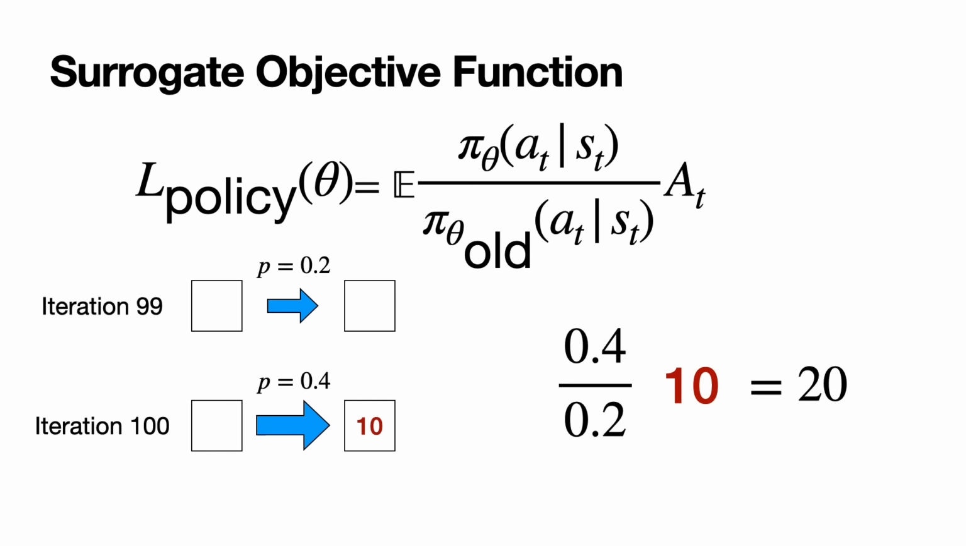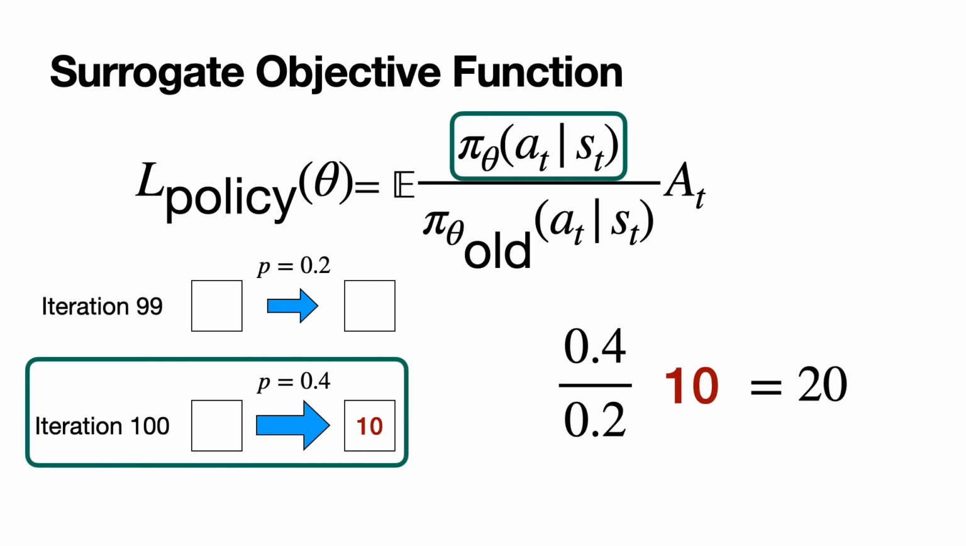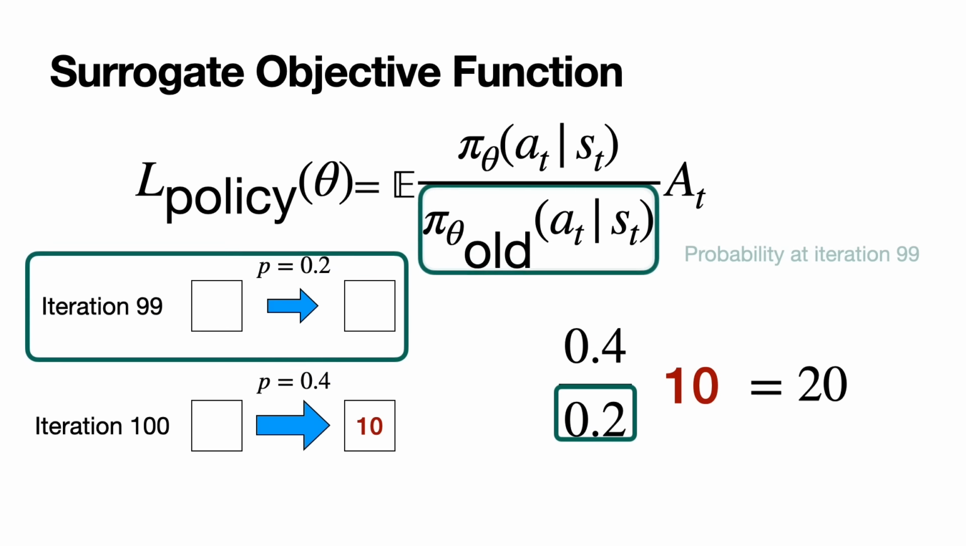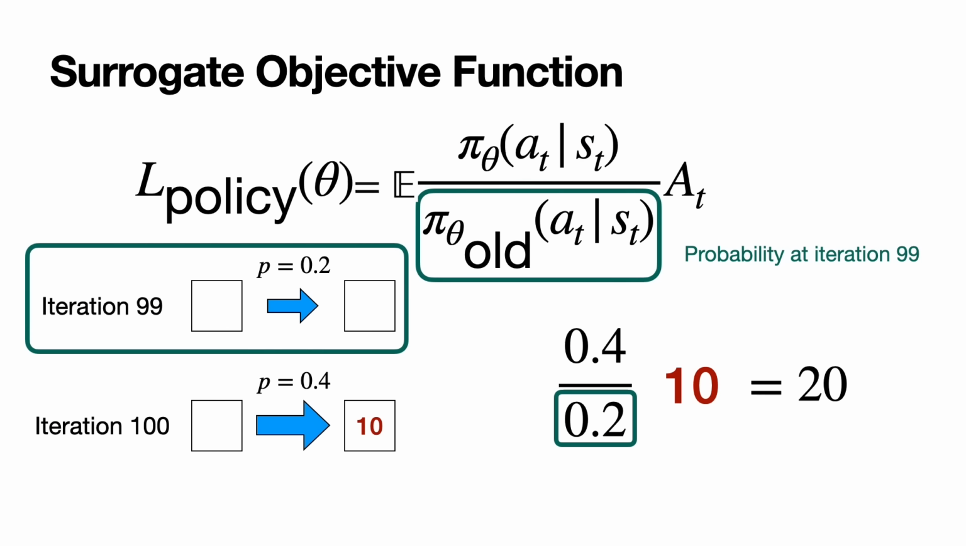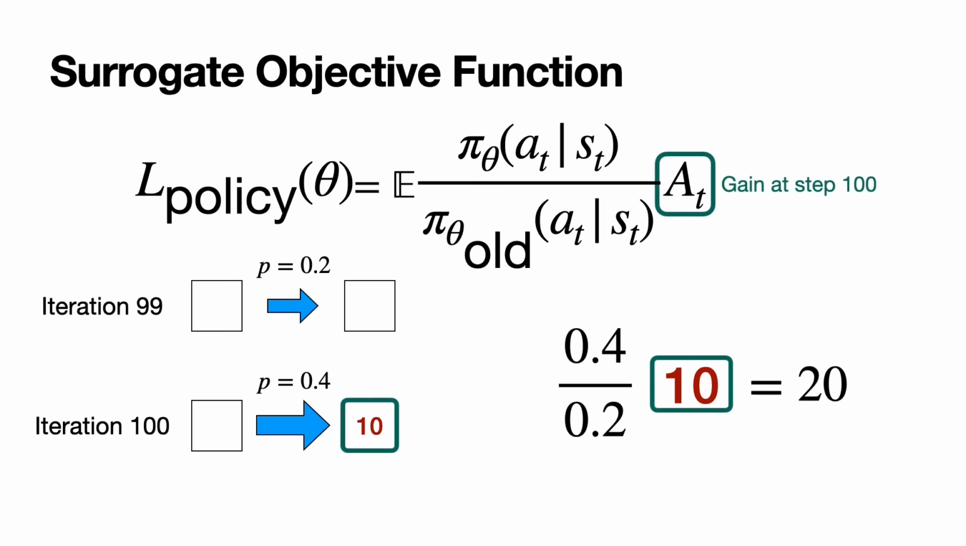Now, if you like formulas, here is the formula. It looks ugly, but it actually encodes exactly this quotient times the gain. The numerator is the probability at iteration 100, because pi is the policy, theta is the parameters, a is the action, and s is the state. And the denominator is the same thing, but at iteration 99. That's why we call it pi old. And this A_t over here is the gain at step 100.